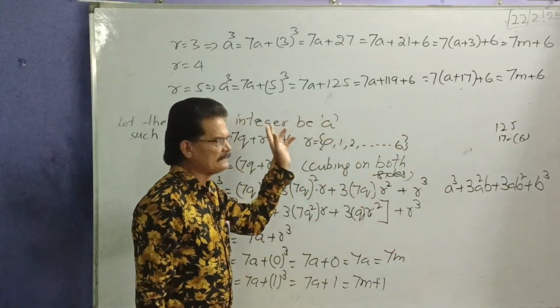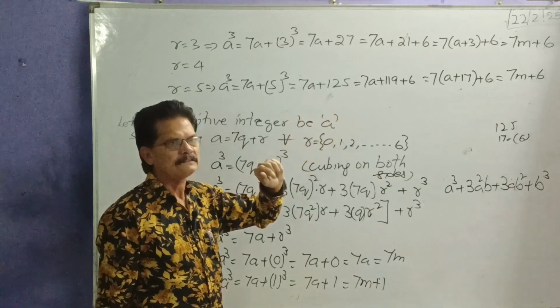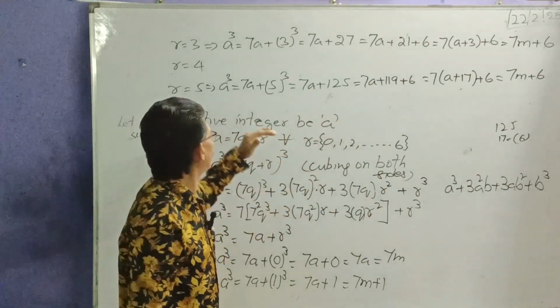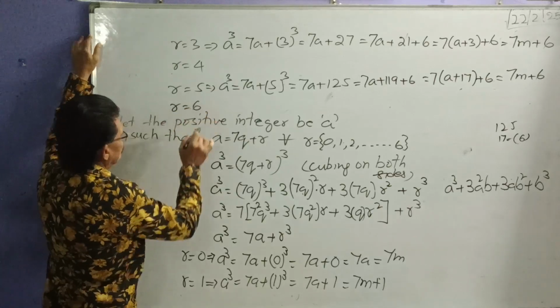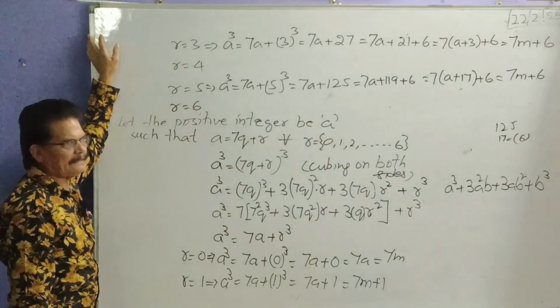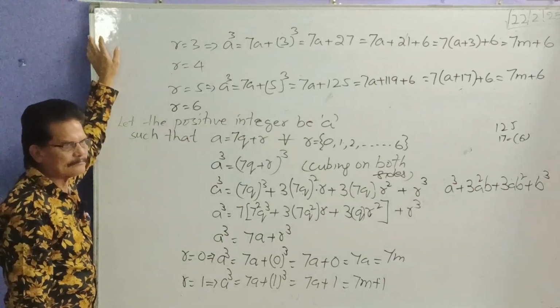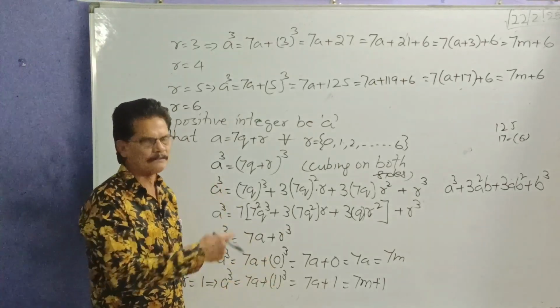So in what form is it? The cube of that integer a is in the form 7m, 7m plus 1, 7m plus 6. Now the rest you do, I know it already. Match them. All the best, come and do the remaining things.